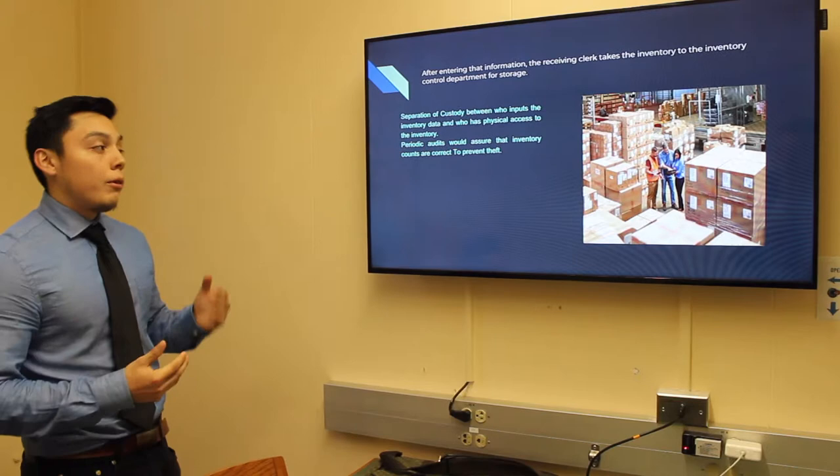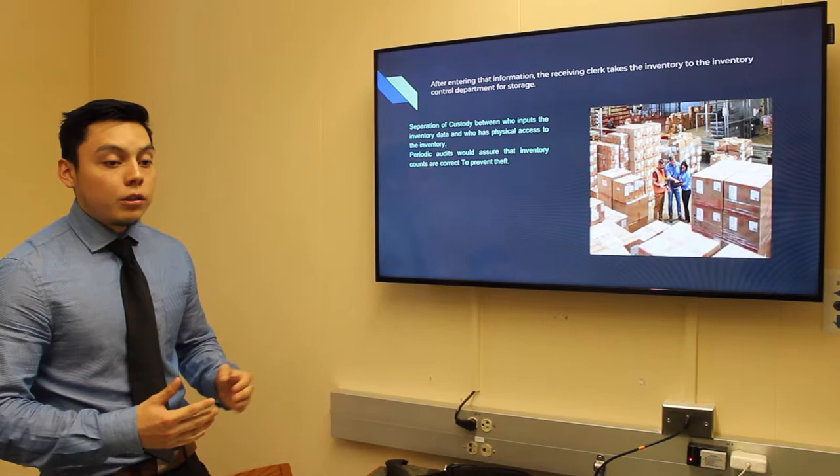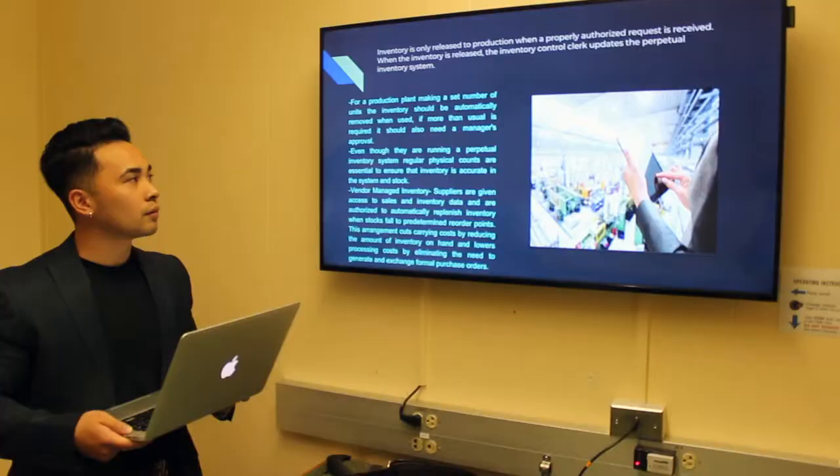However, having periodic audits from an upper power can actually prevent this issue from occurring, because they can make sure that whatever is recorded from the inventory delivery matches up with what's in storage. And this can help reduce costs, because you're not having internal theft occurring within your facility, and it could help you minimize costs and maximize profits.